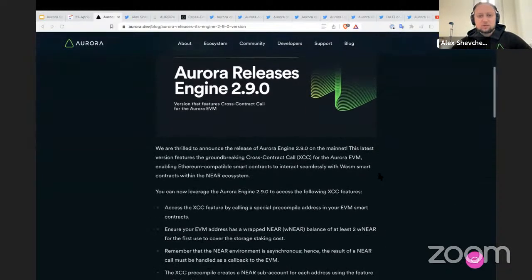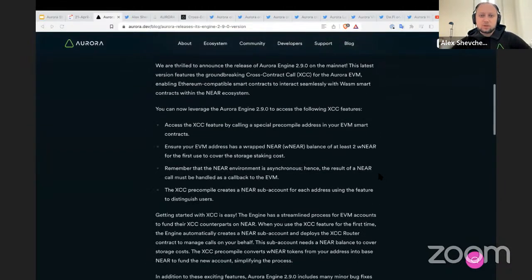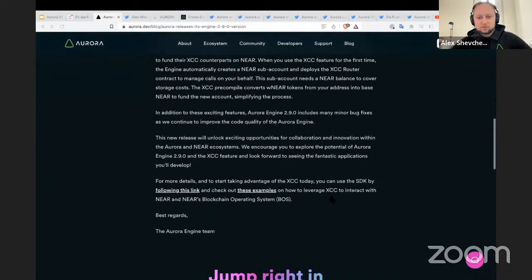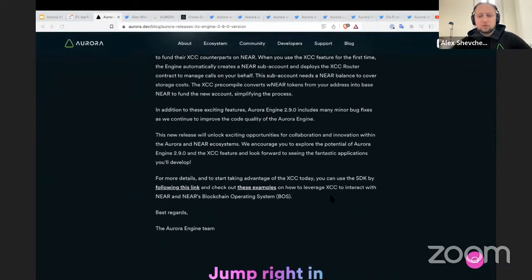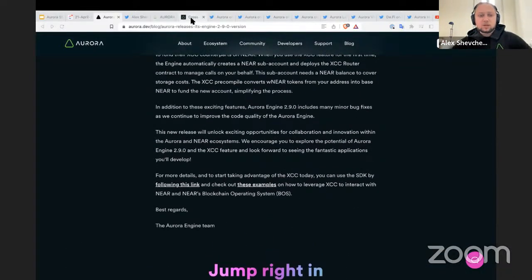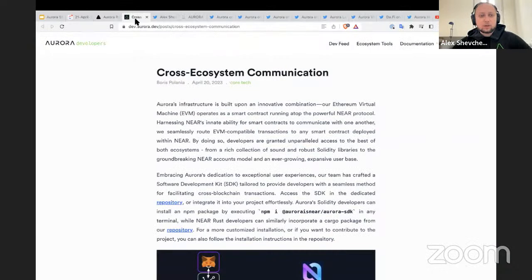You can read through the release notes here on the blog, aurora.dev/blog. There is some more information about it, but you're also able to check out the SDK for cross-contract calls and examples on how to use this and to interact with Near and Near's blockchain operating system. A pretty cool thing.